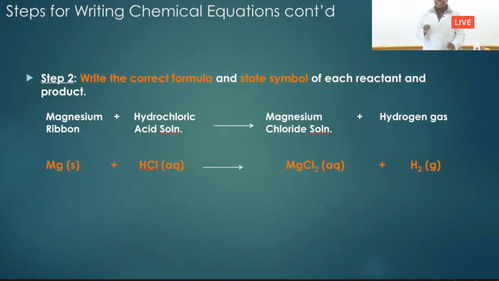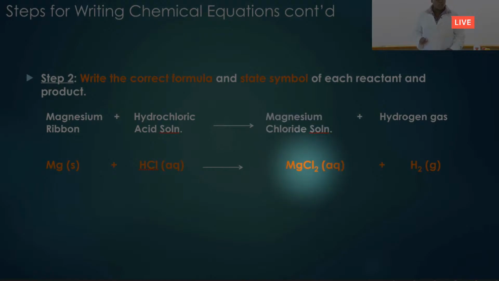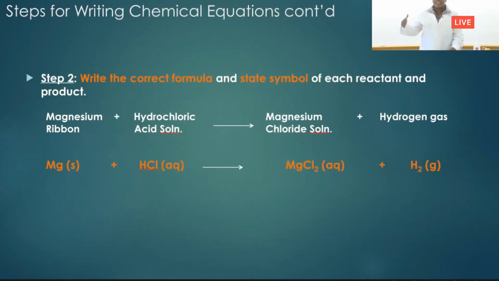Then we have the magnesium chloride, MgCl2. If you're still wondering how that 2 got there, you need to go back and watch my previous video. All right? And it's aqueous. So what does that mean again? Dissolved in water. And hydrogen gas, H2(g). Nice. So we have our equation all written out in terms of the chemical formula and state symbols. What do we do next? Step 3.